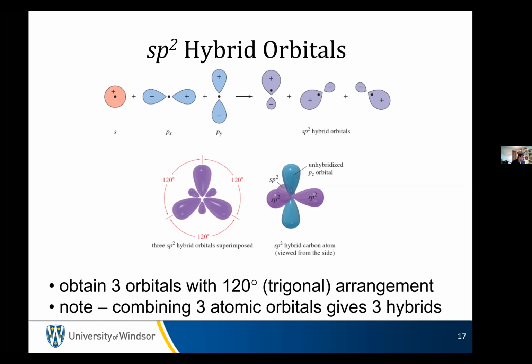Okay, so is that because of the electron promotion? No, it's because this is the way that the atom can get geometries right, and it minimizes its energy. It's got nothing to do with the electron promotion.